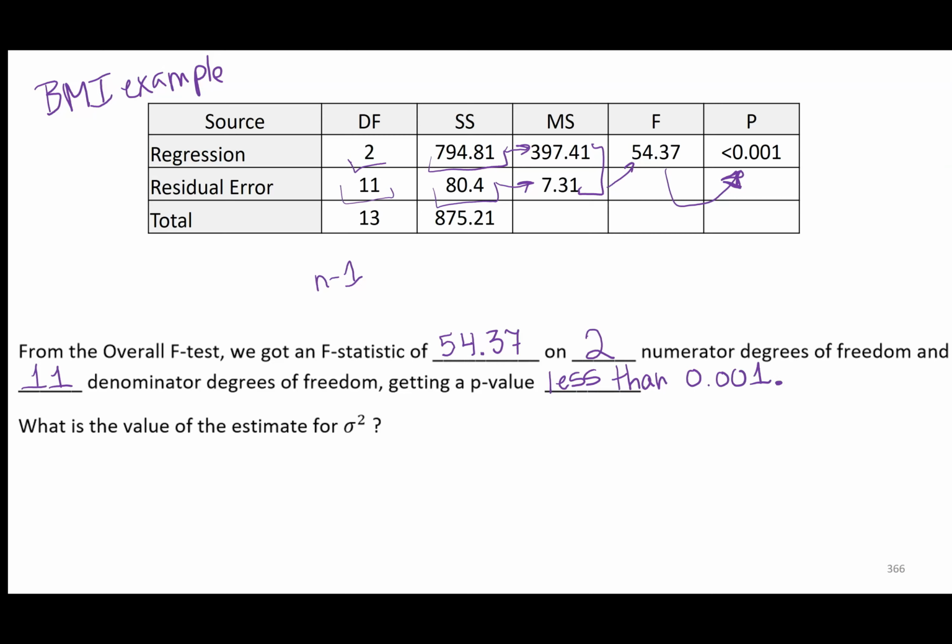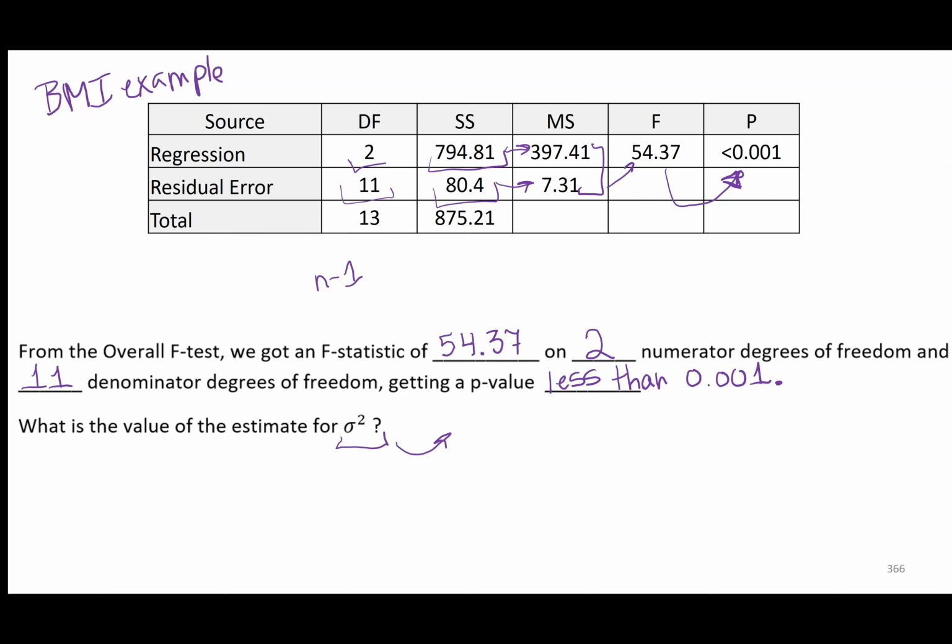So we have very, very strong evidence that at least one of the two variables, either average daily activity or sex, is useful in predicting the body fat percentage. So what is the value for the estimate of sigma squared?